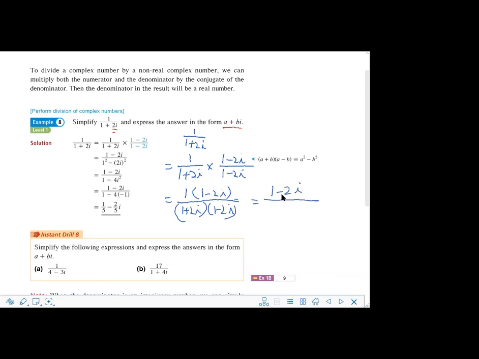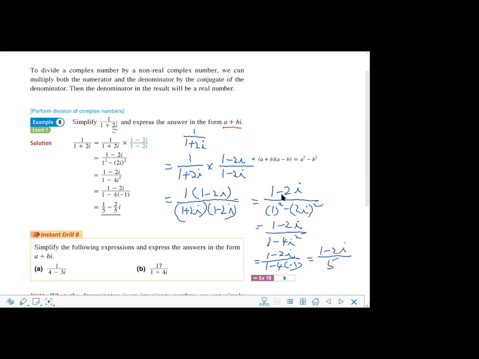And then for the bottom part, it is always in the form of a plus b times a minus b, x plus y times x minus y. So it becomes x squared minus y squared. Okay, so it becomes 1 minus 4i squared, right? But the i squared is always changed to negative 1. Okay, so it's 1 minus 4 times negative 1. So it's 1 minus 2i over 5.